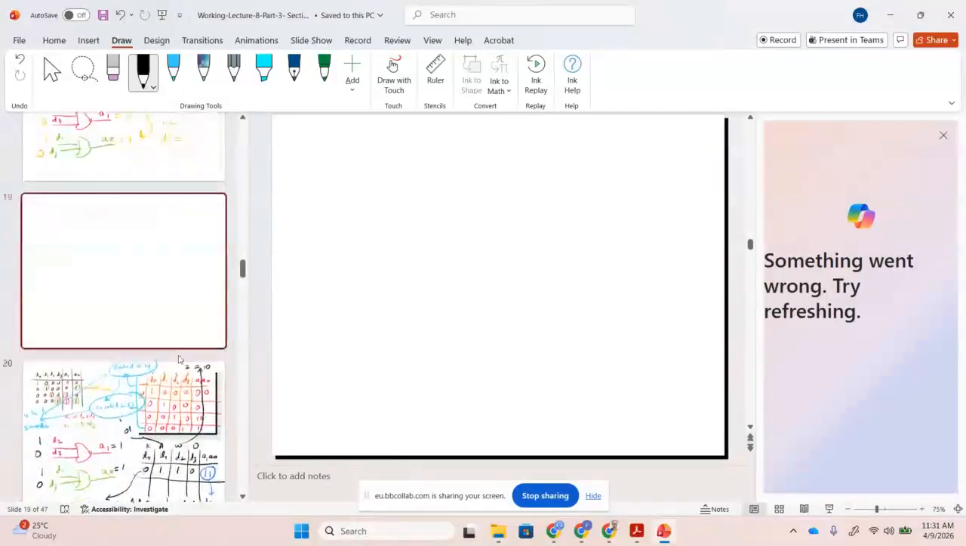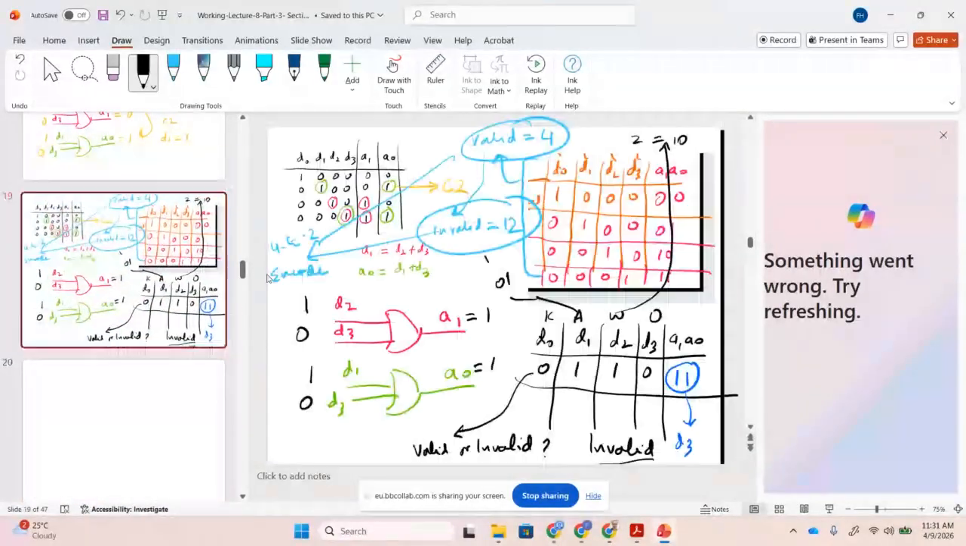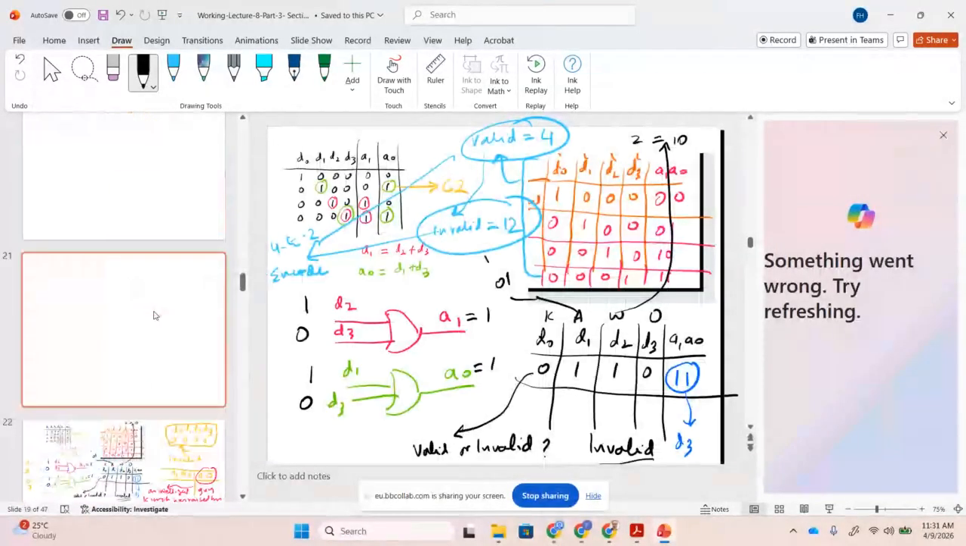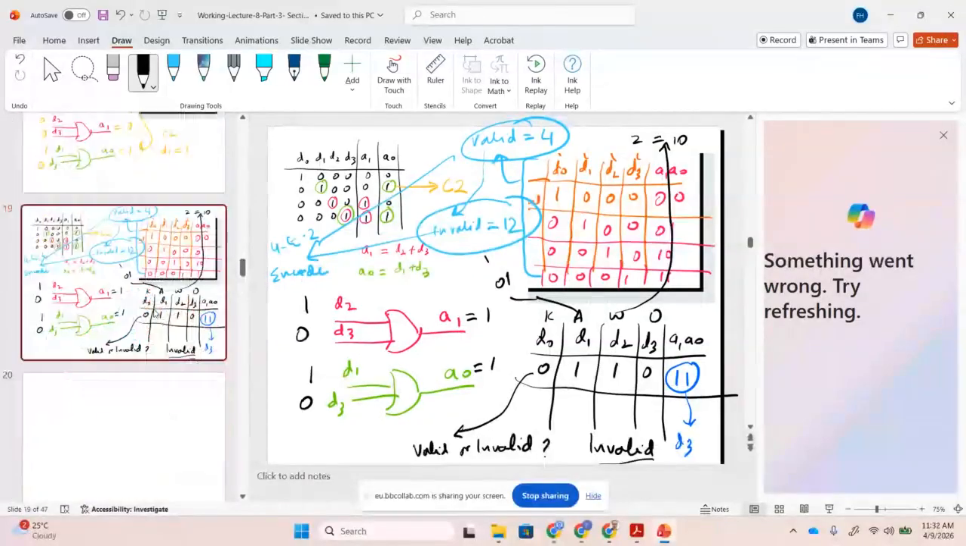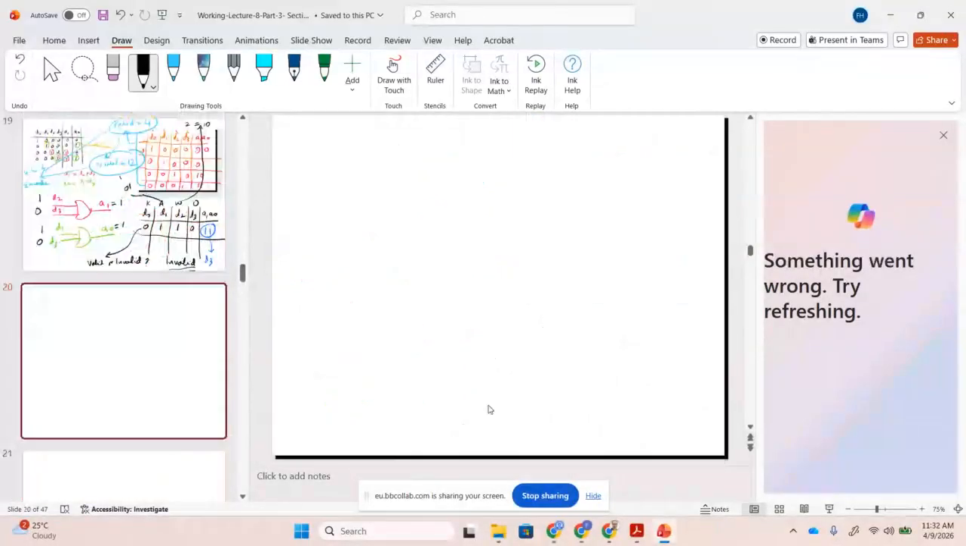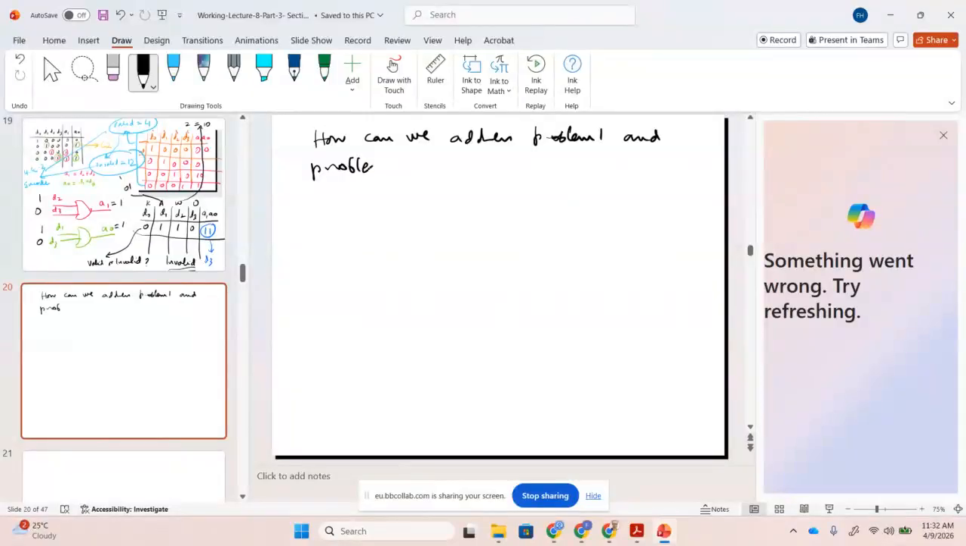Clear. Okay, now the question arises: how can we address problem number 1 and problem number 2? If anyone answers both problems, he will get 1 bonus mark.